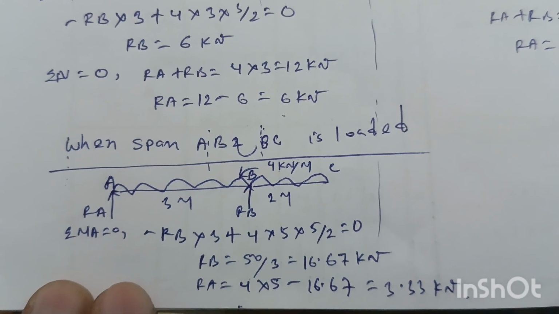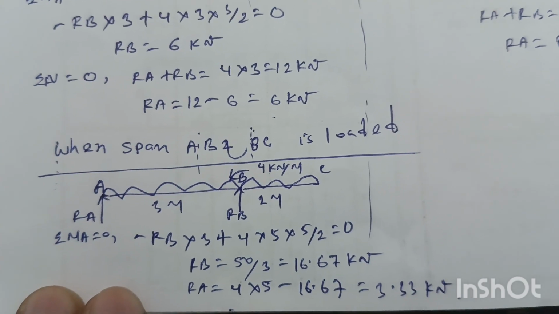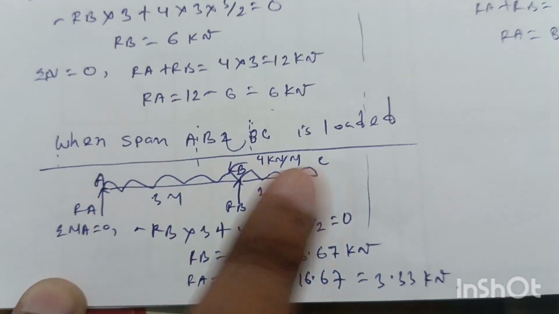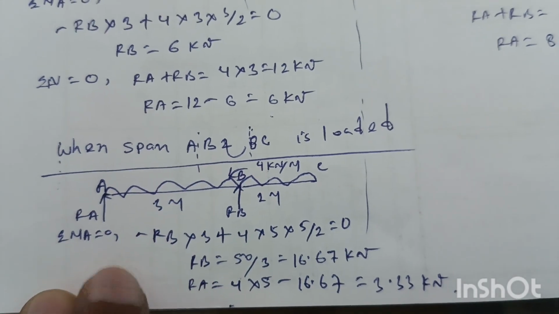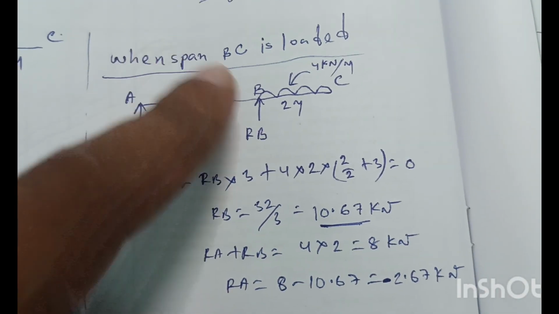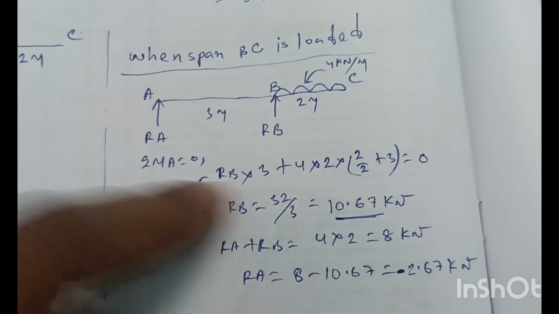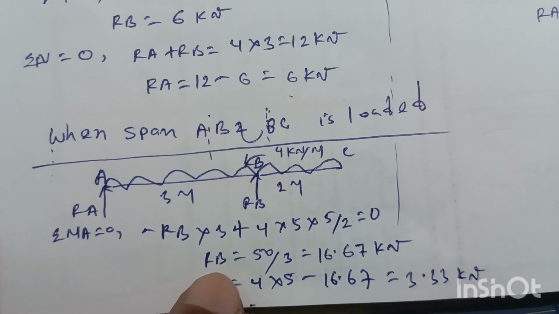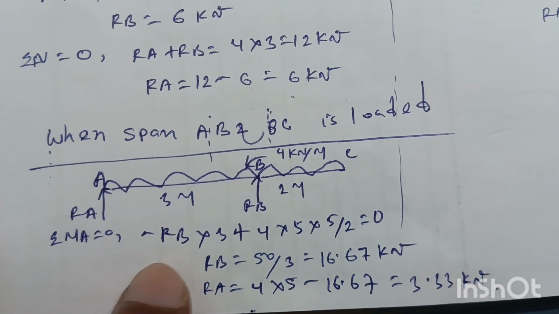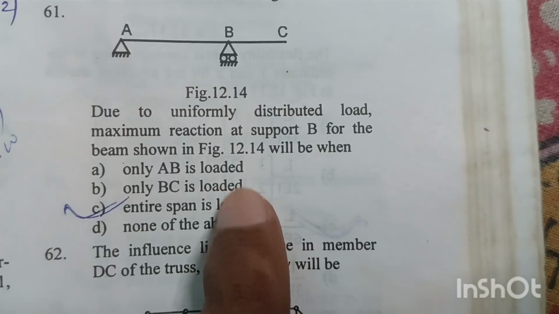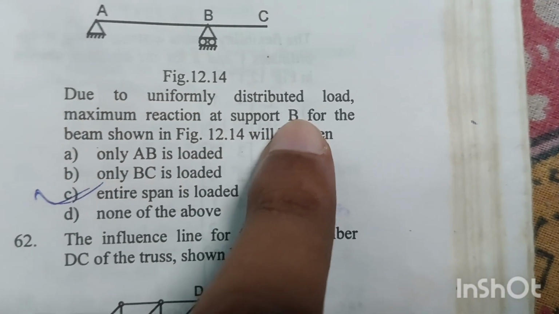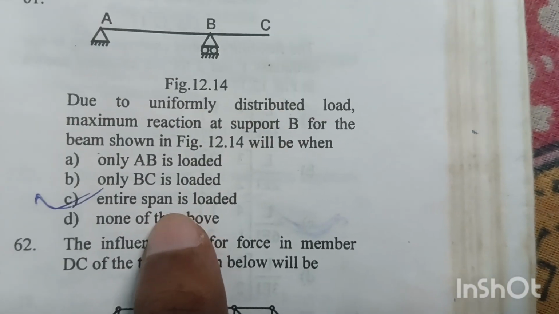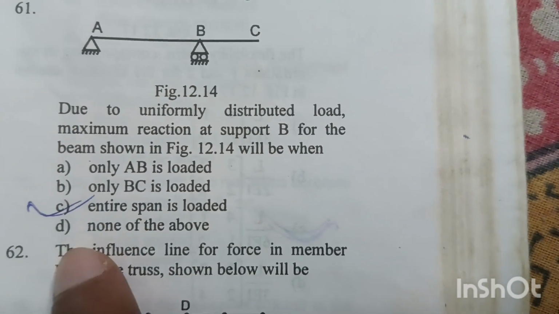So RB will be equal to 16.67 kN, and RA will be equal to total loading 4 into 5, this span, minus 16.67, equal to 3.33 kN. When span AB is loaded, RB equal to 6 kN. When span BC is loaded, the reaction RB equal to 10.67 kN. But when the entire span AB and BC is loaded, the reaction value RB will be equal to 16.67 kN. So it is maximum. So maximum reaction at support B will be when the entire span ABC is loaded. Option C is the right answer.